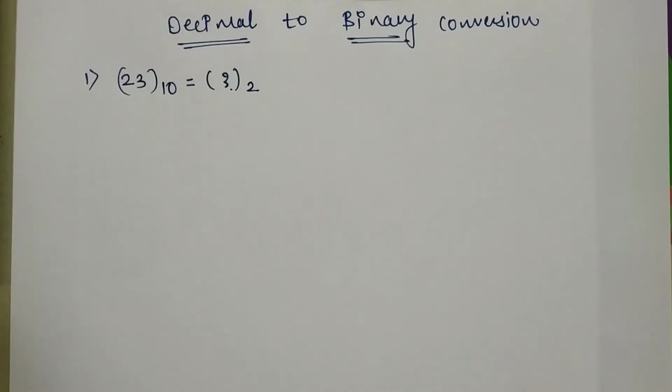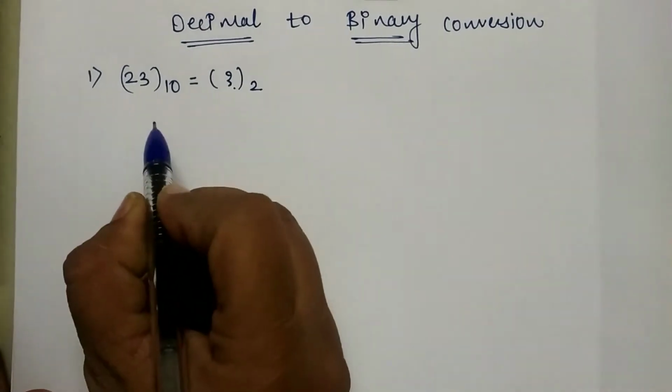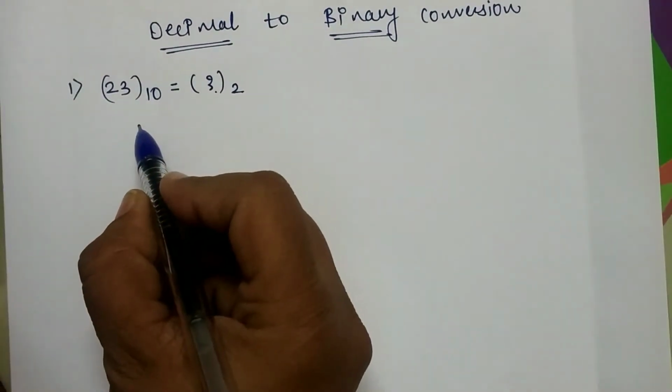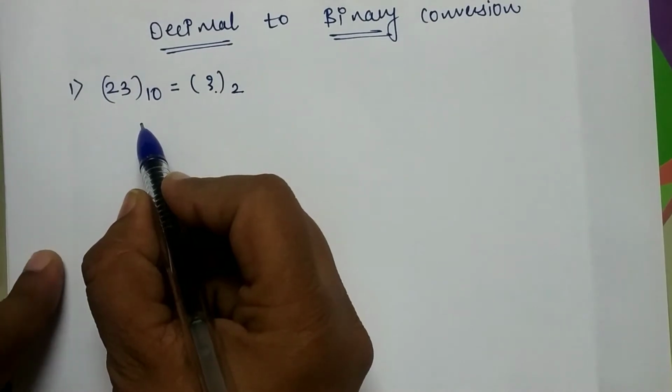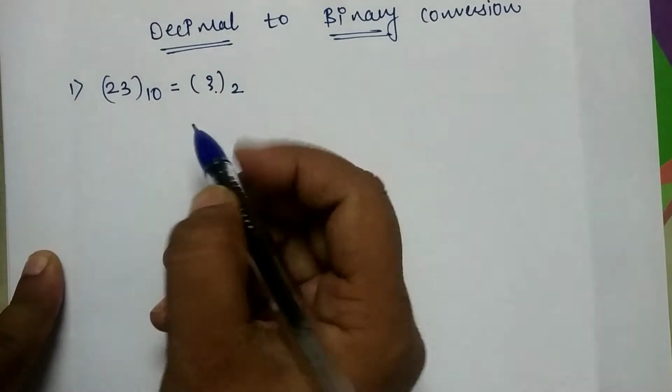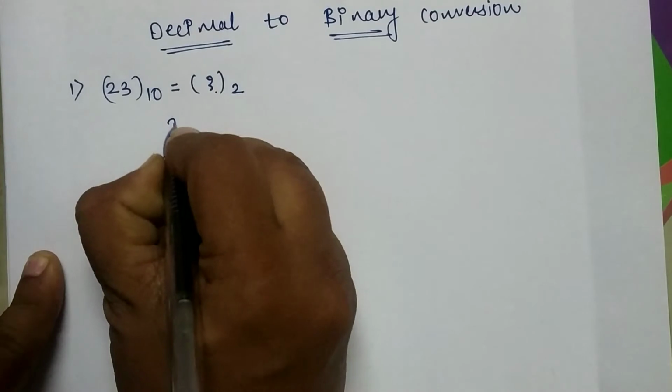What is this double method? We have to divide the given decimal number by 2. Why 2? Because in the binary number system, the base of the system is 2. So let us solve one example. The first example is 23 to the base 10. We have to convert this 23 into a binary number. So let us solve this.